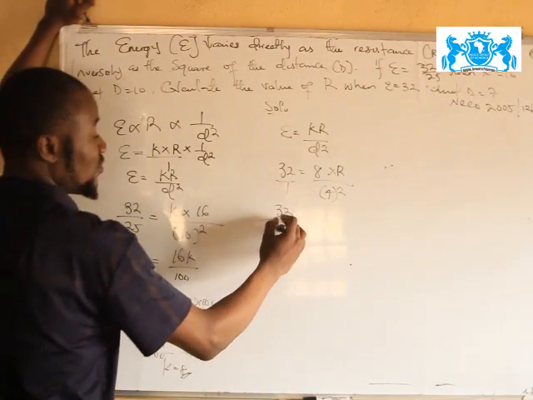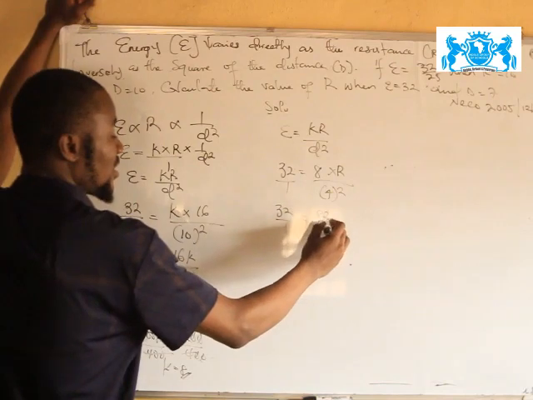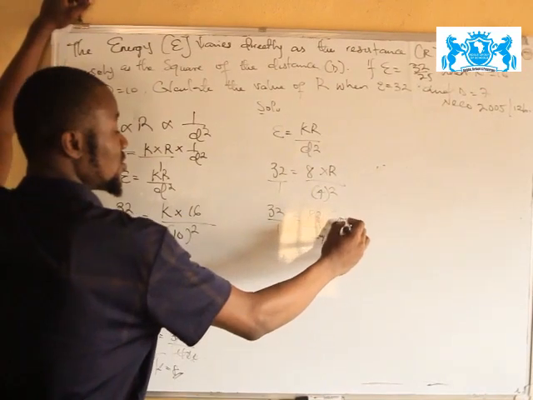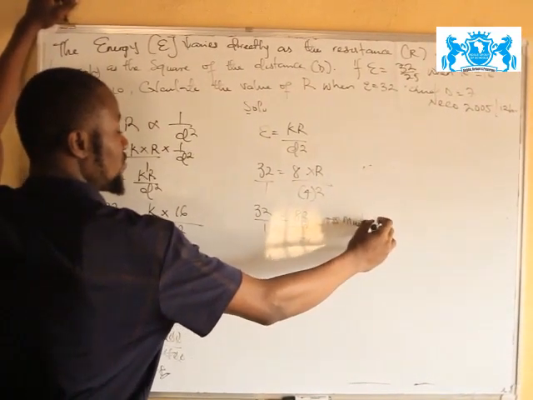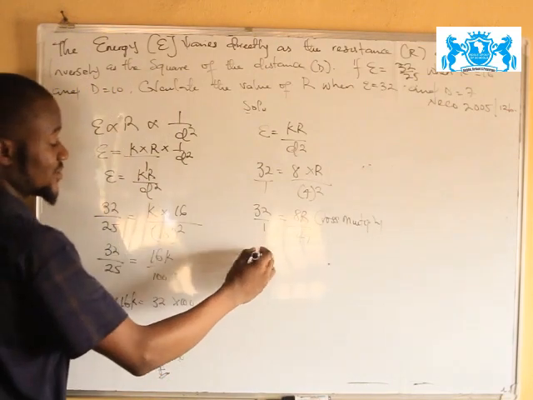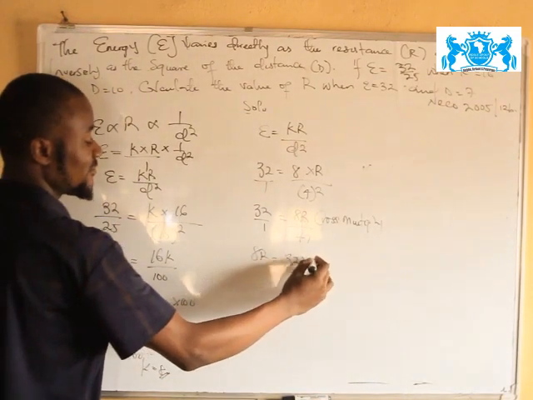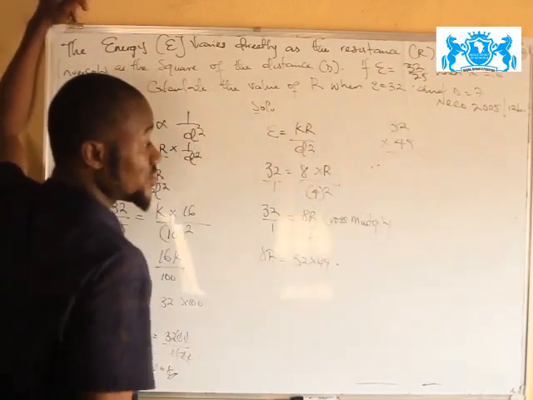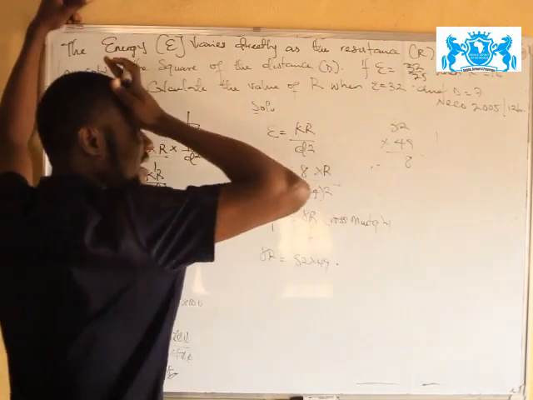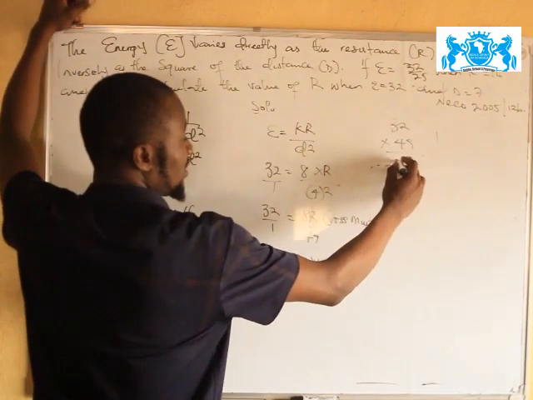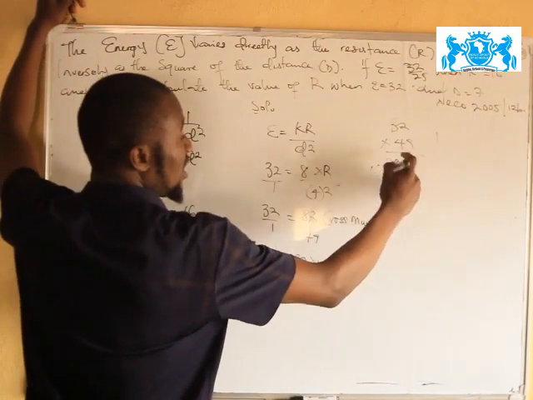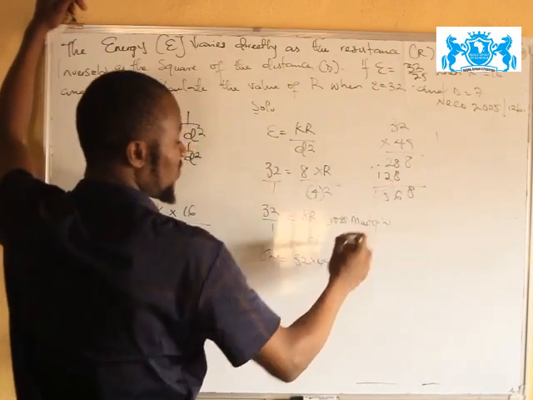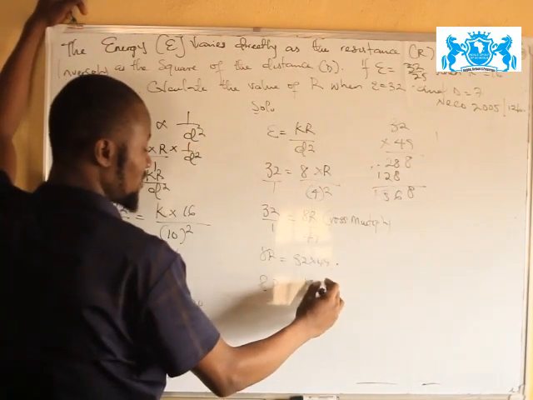So you have 32 over 1 is equal to 8 times R, which is 8R, all over 7 raised to the power 2, which is 49. So when you cross multiply, we'll be having 8R times 1 is 8R is equal to 32 times 49. So 32 times 49, what will you have? 9 times 2 is 18, write 8 carry 1. 9 times 3 is 27 plus 1 is 28. 4 times 2 is 8, and 4 times 3 is 12. So you have 1568. So you have 8R equals 1568.